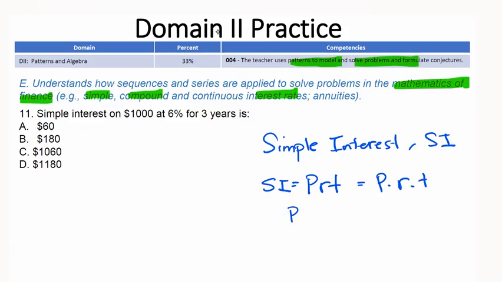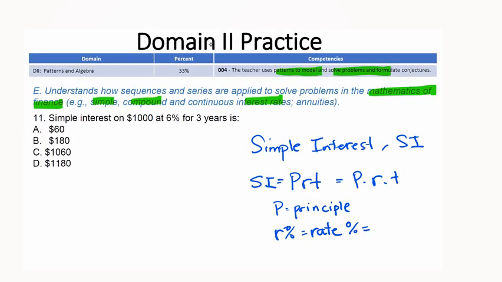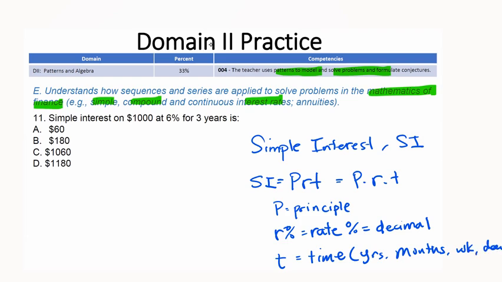P is the principal. R is the rate, and this must be a percent, but always converted to a decimal. T is the time, sometimes years, sometimes months, sometimes weeks or days. All right, so basically, that's the simple interest formula. Let's look at it.